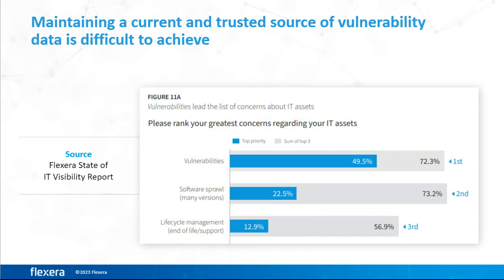And then to the poll that we had a little bit earlier, maintaining the current trusted source for vulnerability data is difficult to achieve. So within IT visibility, we do have enrichment packs. Those enrichment packs are vulnerability, lifecycle support, open source, and hardware specifications. What we're looking at here is based on the Flexera State of IT Visibility report. These were the top 3. Top priority was in blue, and then the sum of the top 3 were listed. Interesting statistics, just to set the stage a little bit for our discussion today.